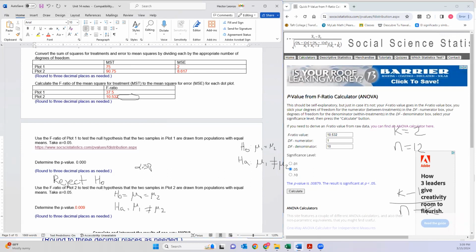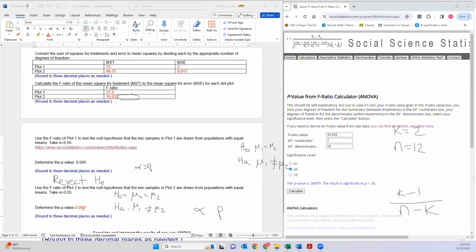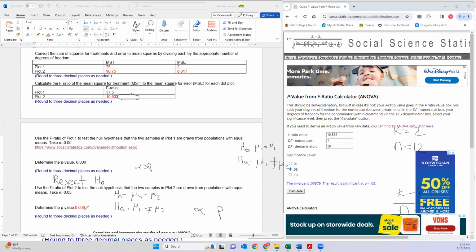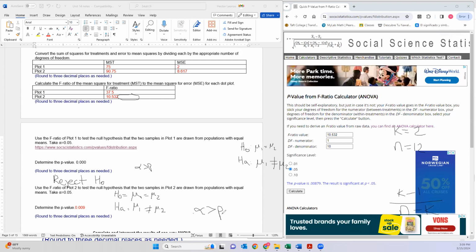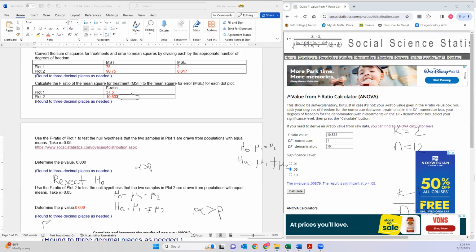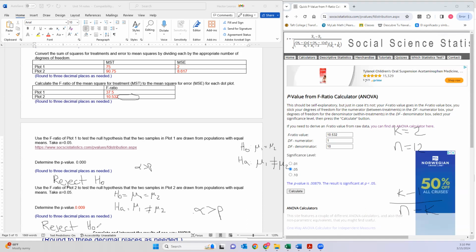Remember, all I'm checking is I want to compare my alpha and my p. Alpha is 0.05. My p is 0.009. Which one is bigger? Alpha. Okay, because alpha is bigger, let me reject the null hypothesis. I am rejecting it because I have sufficient evidence to show that the samples are drawn from populations with different means.